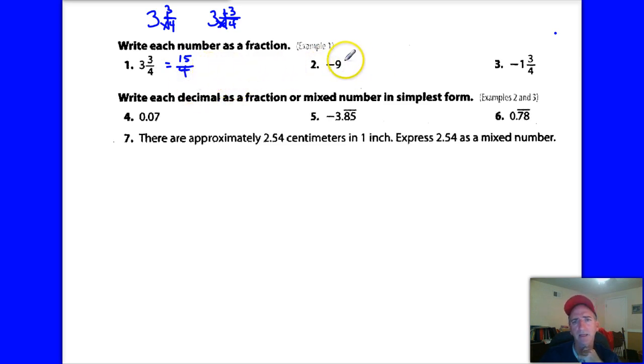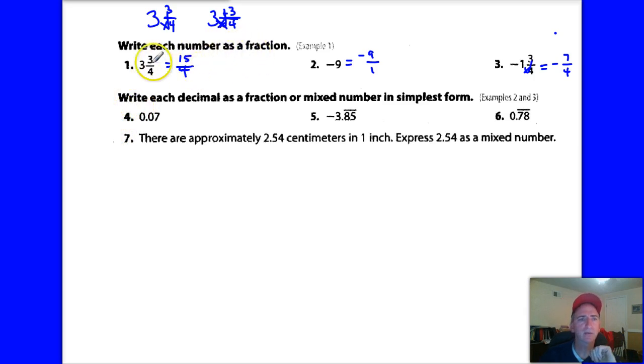Well, how about -9? How would you write that as a fraction? Well, that's simply -9/1. That's all you need to do there. And number 3 over here, do your check mark trick. 1 times 4 plus 3, right? -1 times 4 plus 3, so it's going to be -4, 5, 6, 7, -7/4. -7/4, right there. So yeah, that's all you do to it.